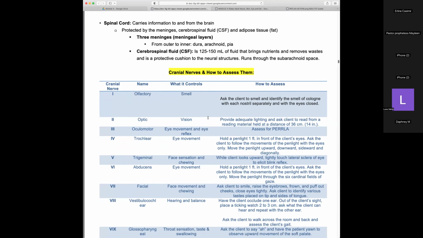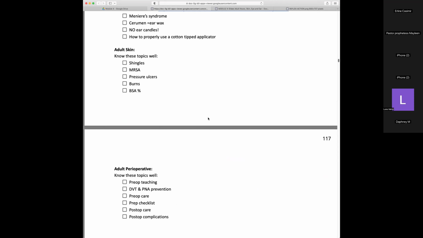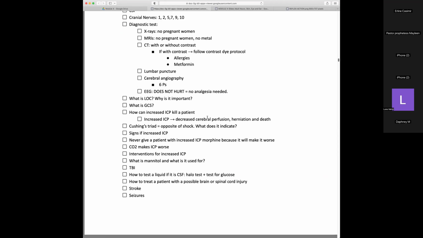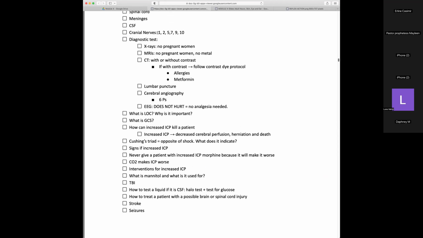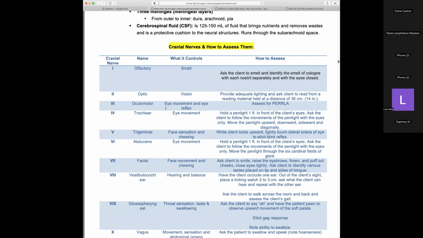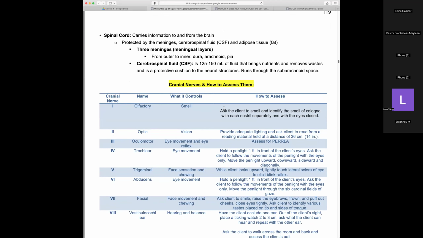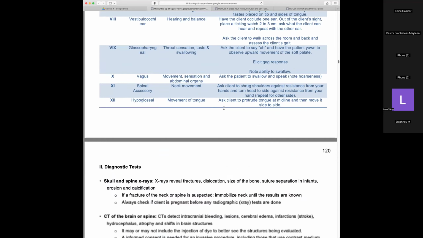For homework, go through the cranial nerves. On the topics covered page, I put here which ones I recommend memorizing for NCLEX: 1, 2, 5, 7, 9, and 10. No way around it. You have to do it because these are very popular for the NCLEX. Okay? So cranial nerves on page 119, you see the ones I told you to memorize.